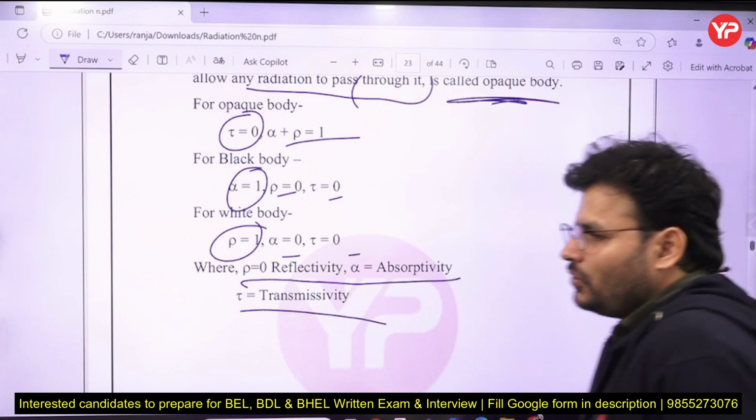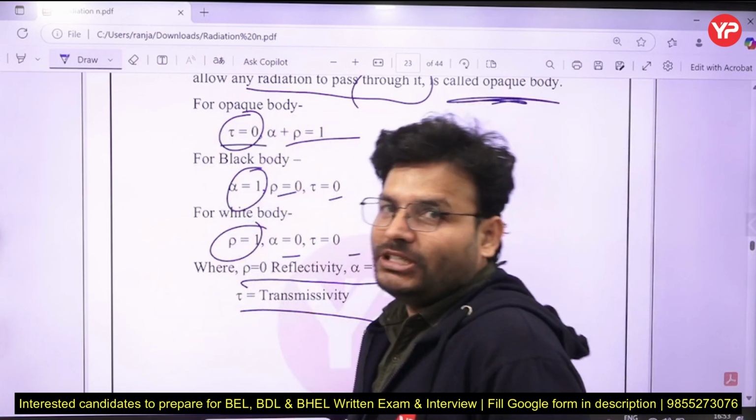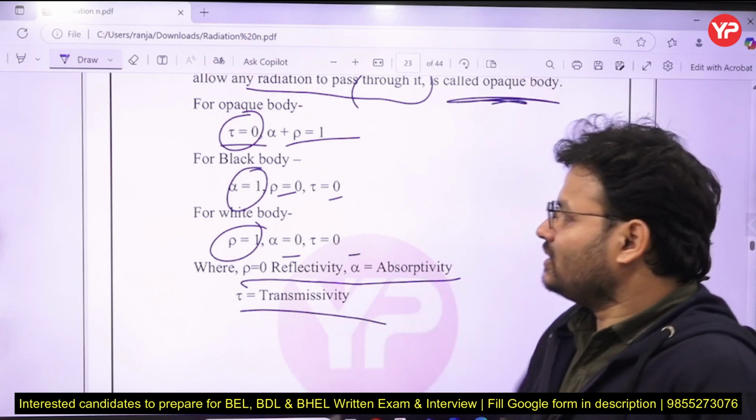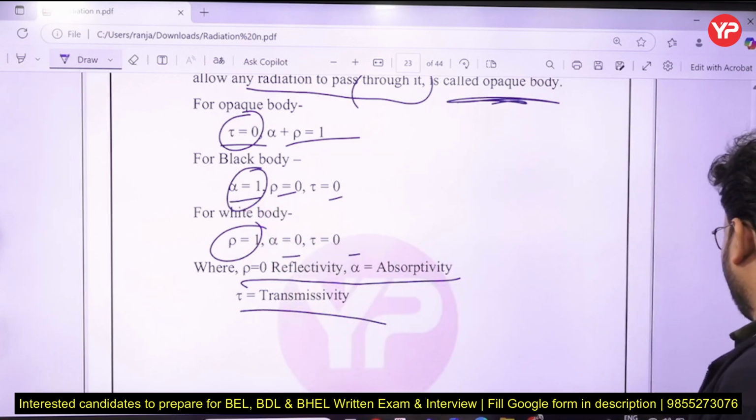Opaque body, tau is 0, that means it can't be transparent. Black body, it will absorb all the incident radiation. White body is going to reflect all of that.